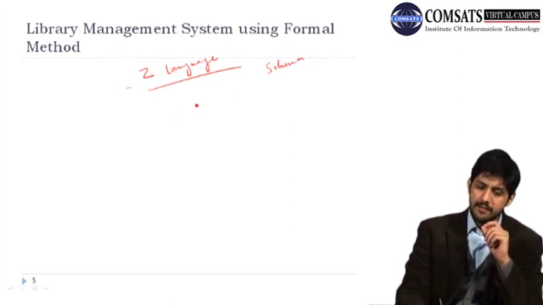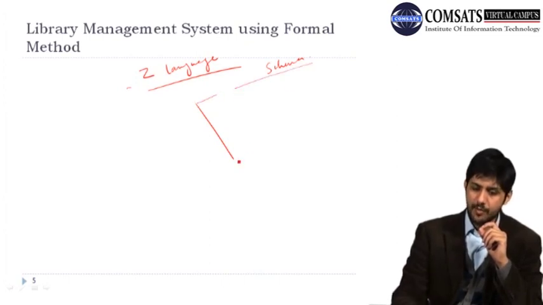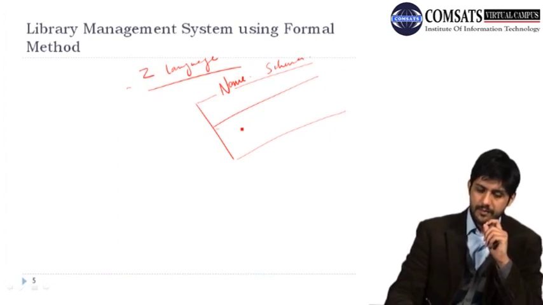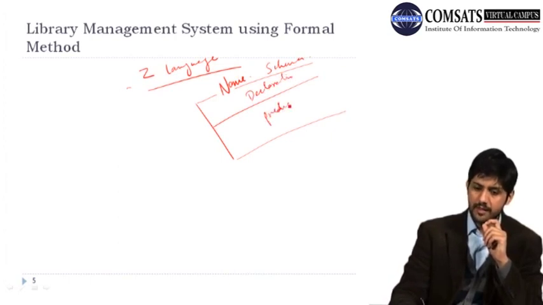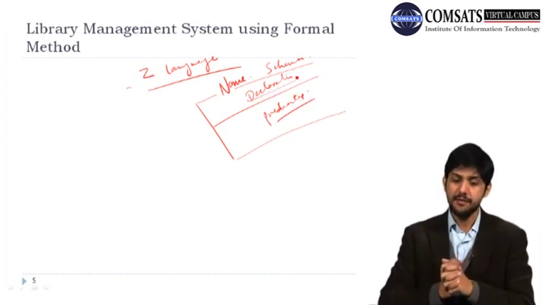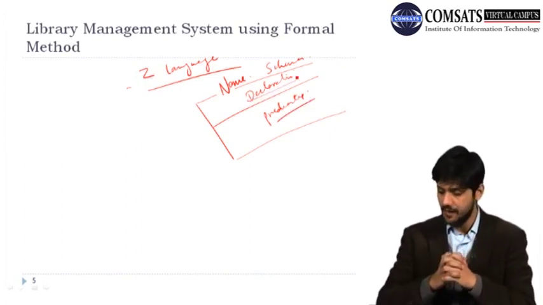We said that a schema has two things. A schema is normally represented in this language in this format, where you write the schema name here, and then you have two sections here. In this section you put your declarations, and in this section you have your predicates. So these are the three main sections of the schema. You have declaration, you have predicates, and you have the name.